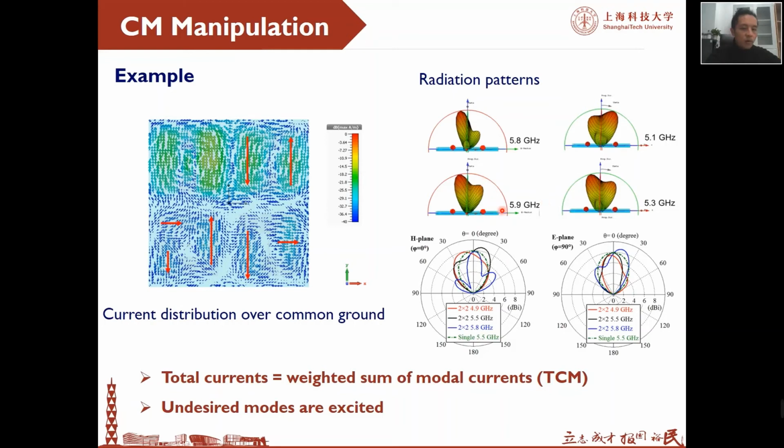But if we look at the electrical current distribution over the common ground, we see that the ground under antenna 2, antenna 3 and antenna 4 is also excited. This current should be a summation of all the CMs which belong to antennas 2, 3, 4. So in that way, we know some higher order modes have been excited because the currents are in antiphase. In order to restore or recover the distorted patterns, we are thinking about suppressing them.